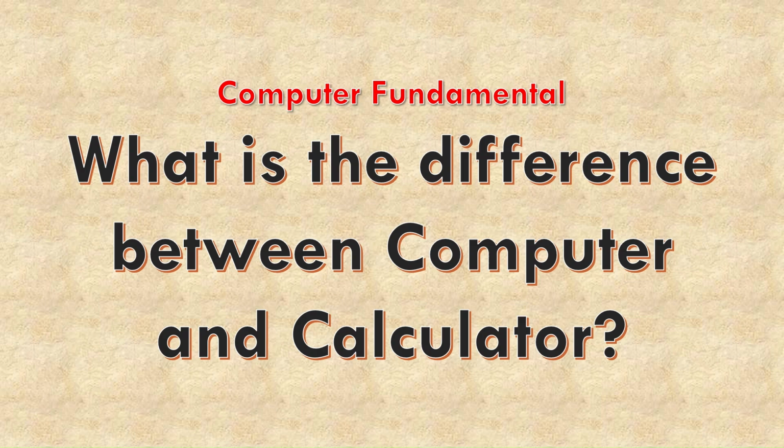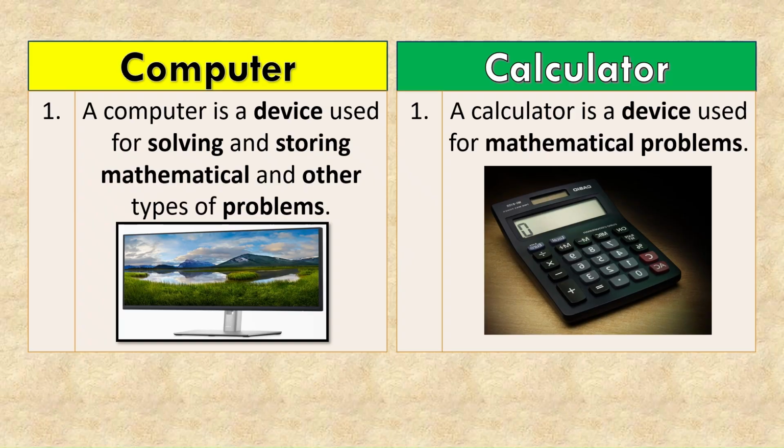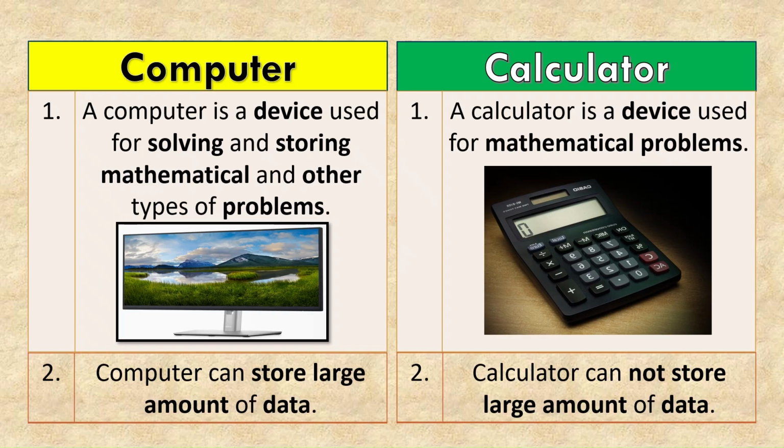In this video, we will discuss the difference between computer and calculator. A computer is a device used for solving and storing mathematical and other types of problems. A calculator is a device used for mathematical problems. Computer can store large amount of data. Calculator cannot store large amount of data.